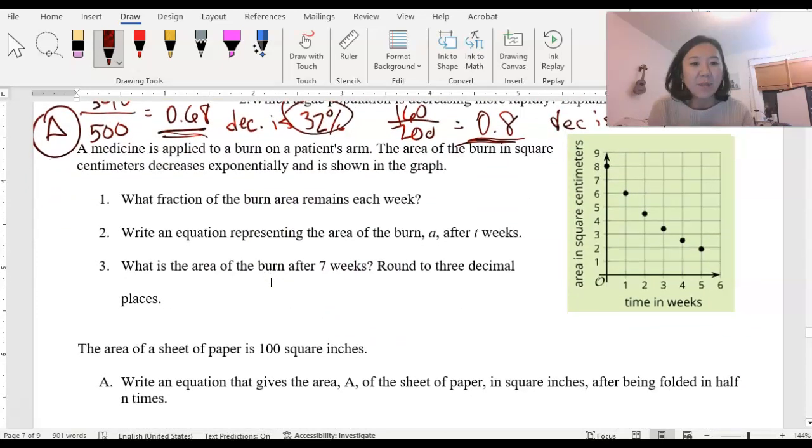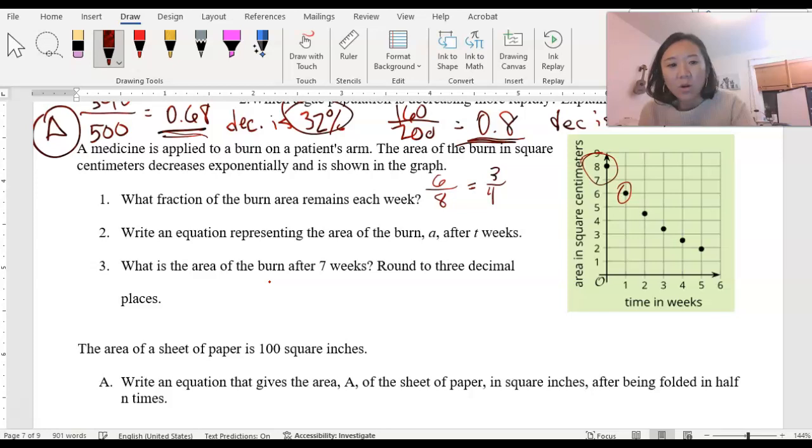A medicine is applied to a burn on a patient's arm. The area of the burn in square centimeters decreases exponentially as shown in the graph. The area of the burn starts at 8 square centimeters. What fraction of the burn remains each week? Looking at week 1, we have 6 over 8, which is 3/4 or 75%. So 3/4 remains each week. That's our factor. It says write an equation representing the area of the burn.